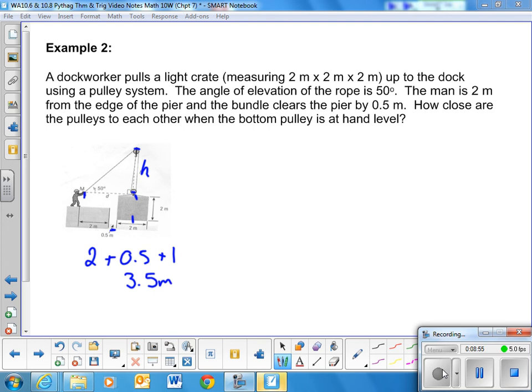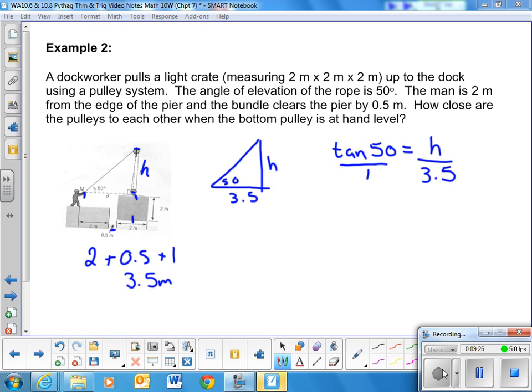So if we redraw that triangle, we have an angle of elevation of 50. This side is 3.5, and we're looking for the height. Again, we're going to use tangent. So the tangent of our angle, so tan 50, is equal to the opposite side, which is h, divided by the adjacent side, which is 3.5.